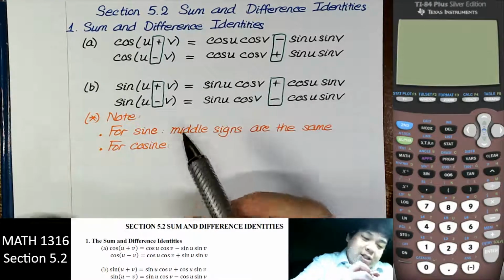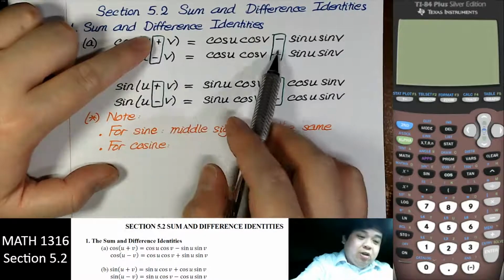Okay, forget doing that. Right. For cosine, the middle signs are opposite.